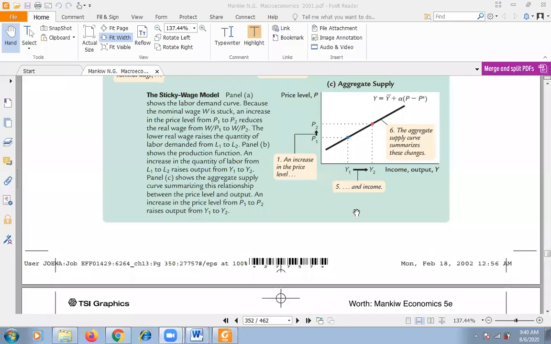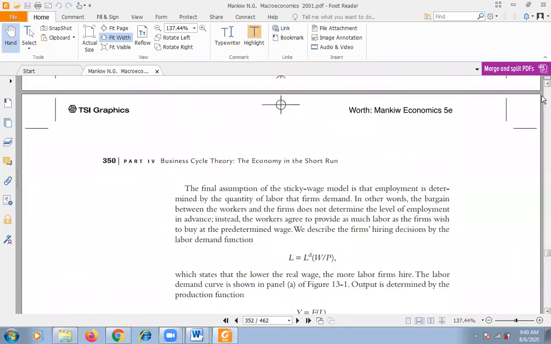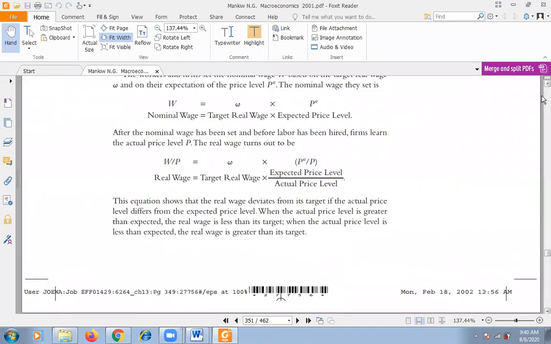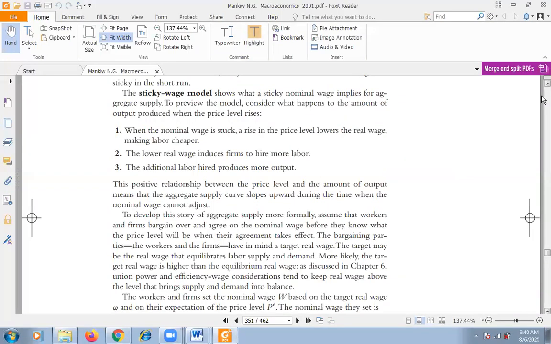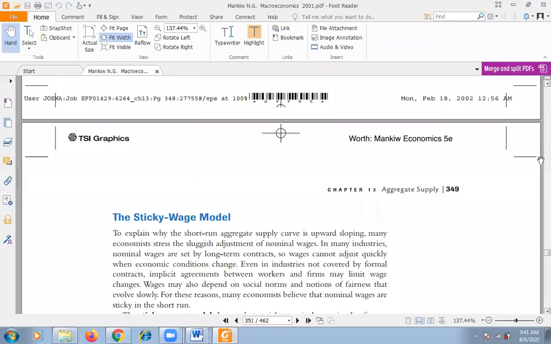This is our lecture number 27. In this lecture, we discuss that the aggregate supply curve is derived from labor demand and production function.